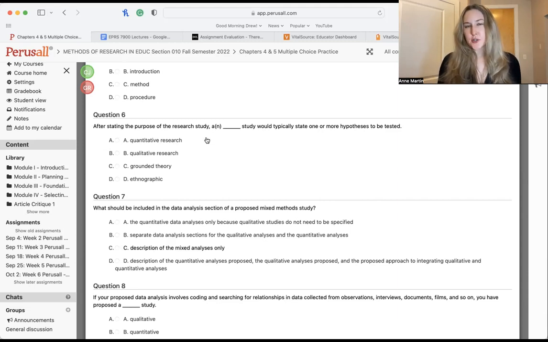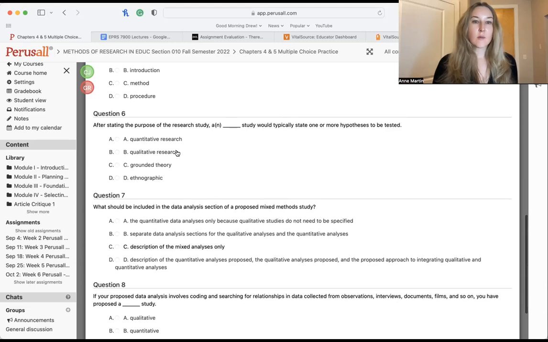Qualitative research, since there's not variables most often, there's most often not a hypothesis that needs to be stated. And then qualitative research is research that's based on qualitative data, describing people's experiences or perceptions. And grounded theory and ethnography are both types of qualitative research. So the only one that's quantitative is the first one.